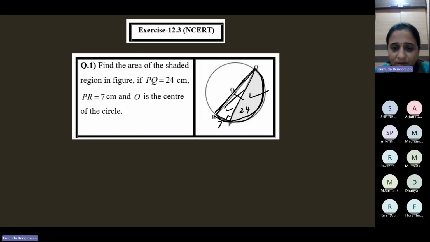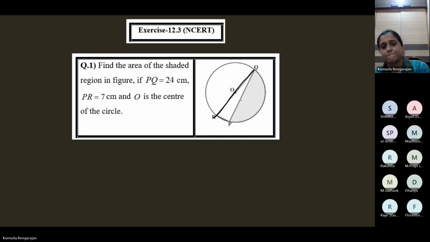So to find the area of the semicircle, you need the radius. And to find the radius, you need to use Pythagoras theorem. So Pythagoras theorem will give you the diameter RQ. Half of that is the radius. And to find the area of a semicircle, it is pi r square by 2 or half pi r square.